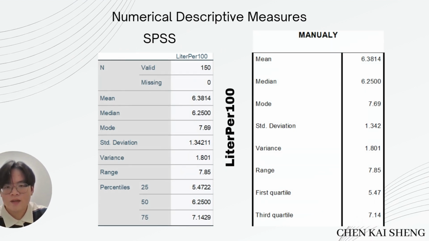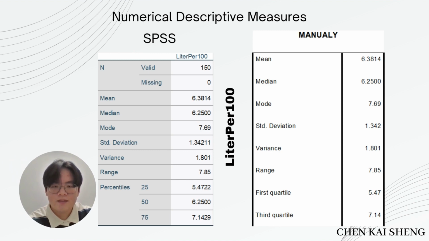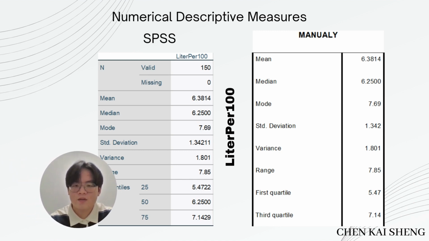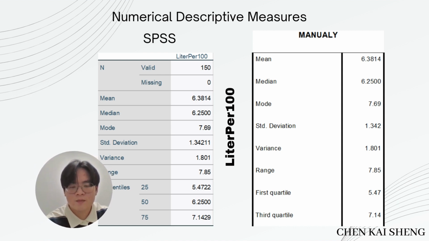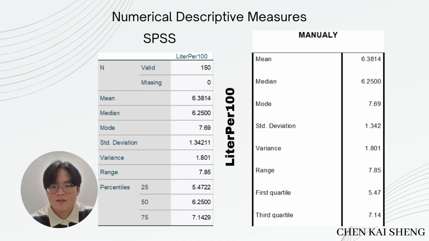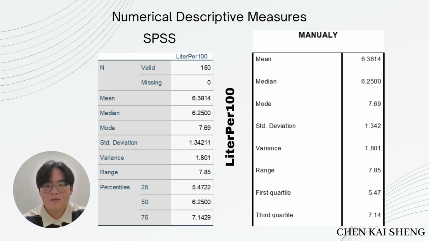Next, I will present the numerical descriptive measures. In this part, we have to compare the answer that we got from SPSS software and the answer that we calculated manually. In this slide, we can see two tables. These two tables include the answers for measure of central tendency, measure of position, and also measure of variation.